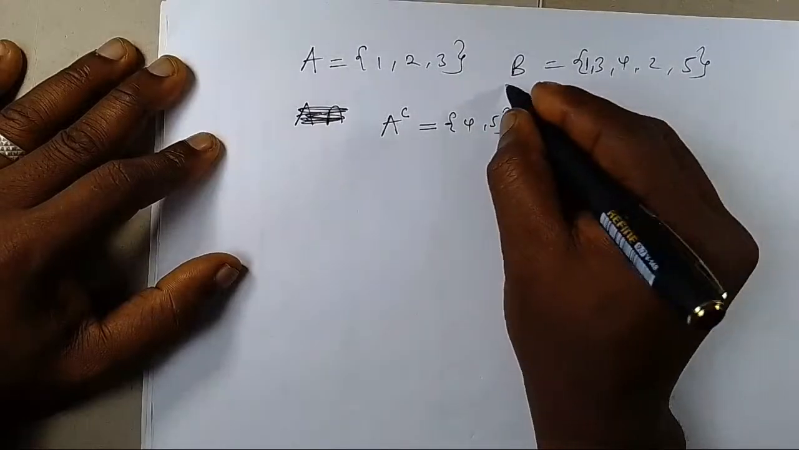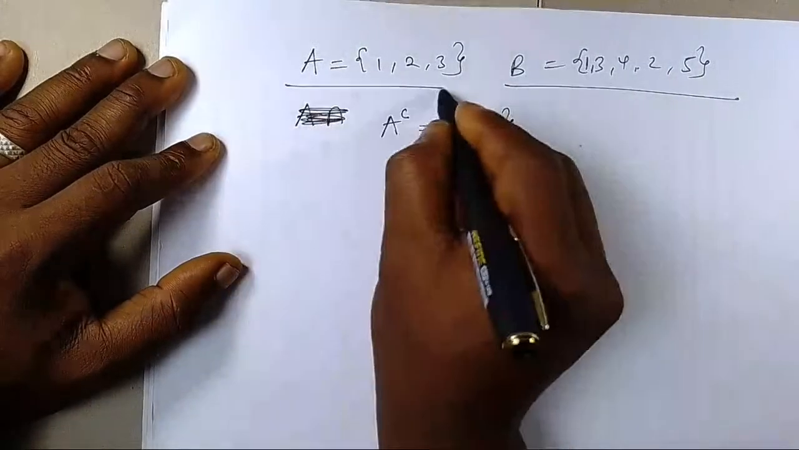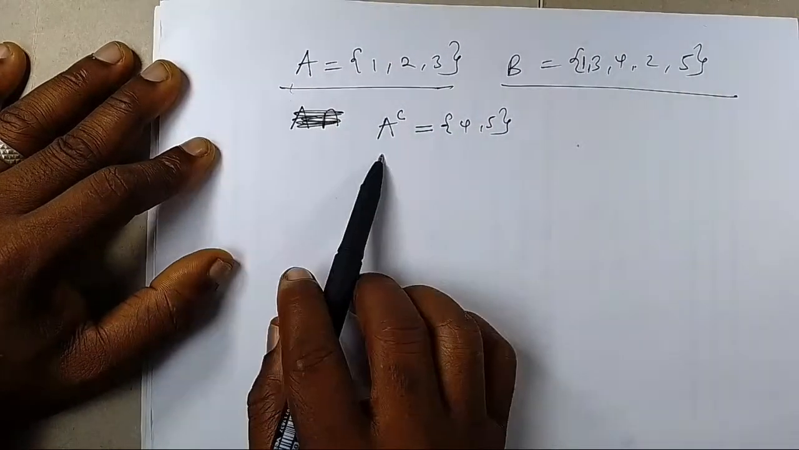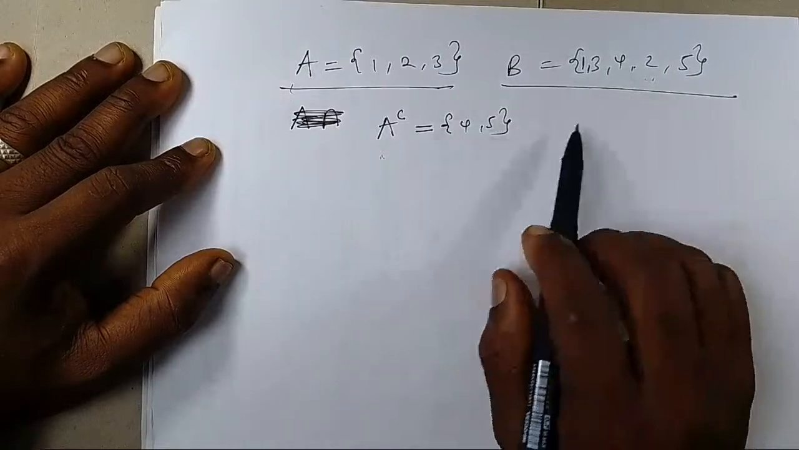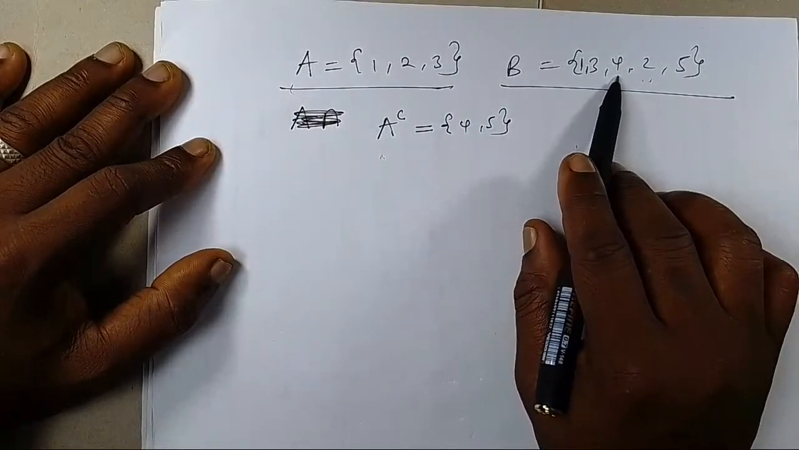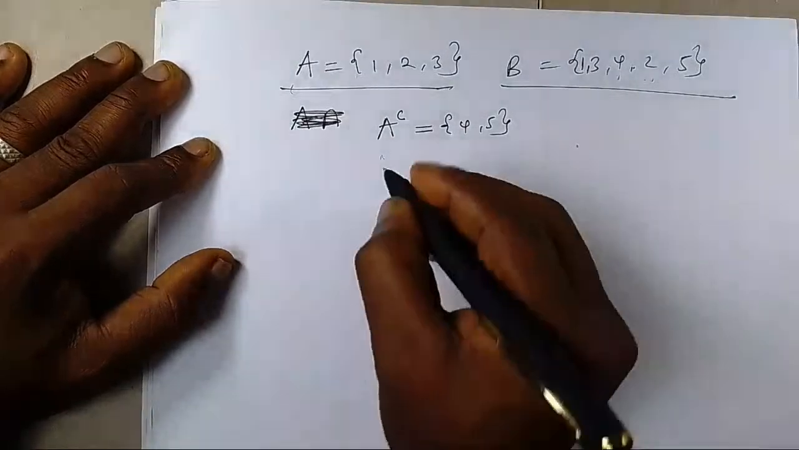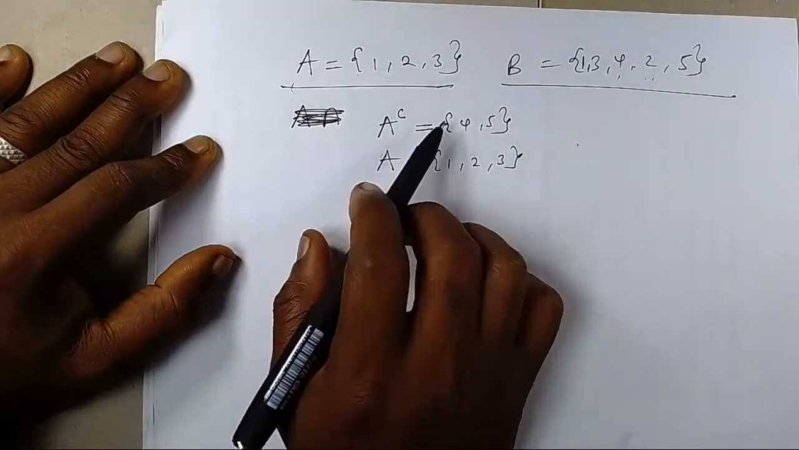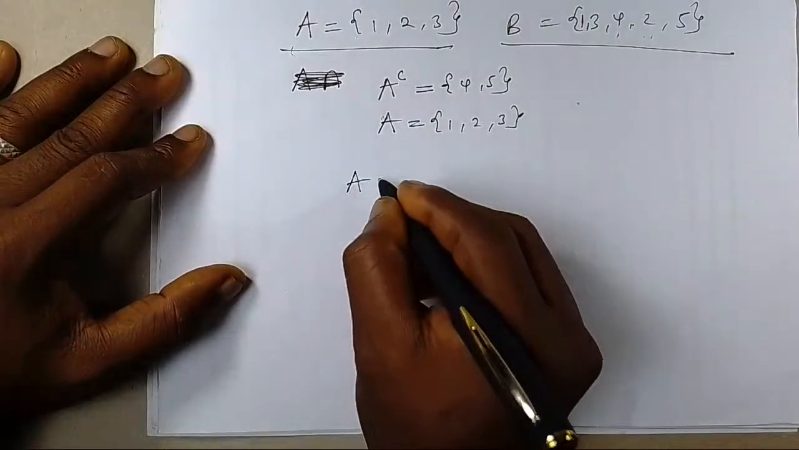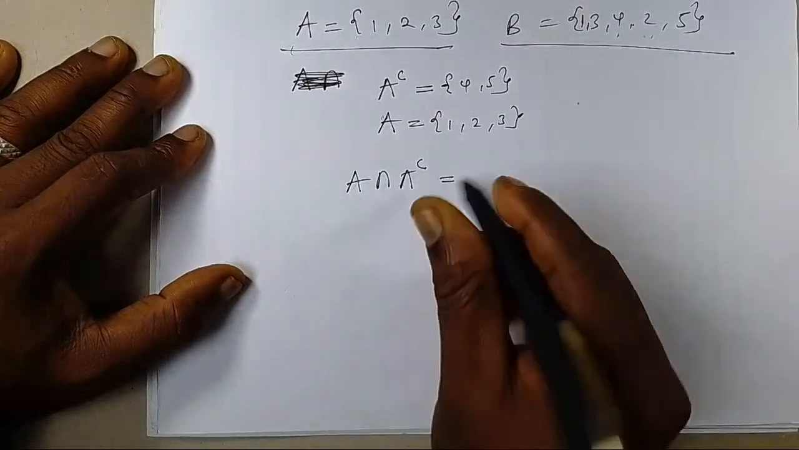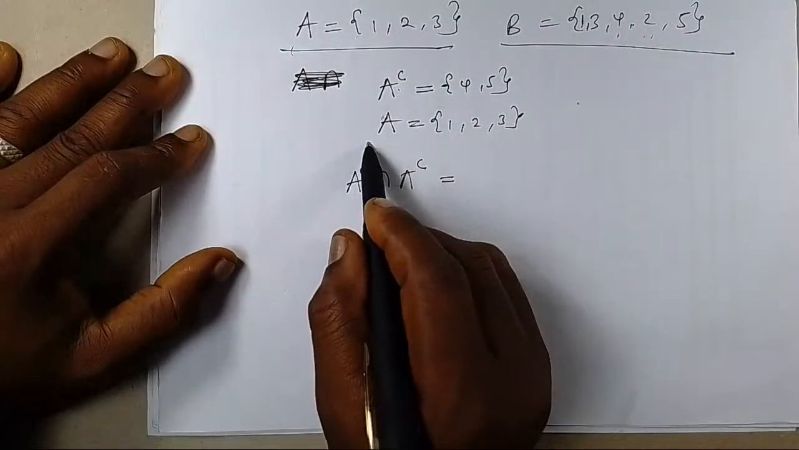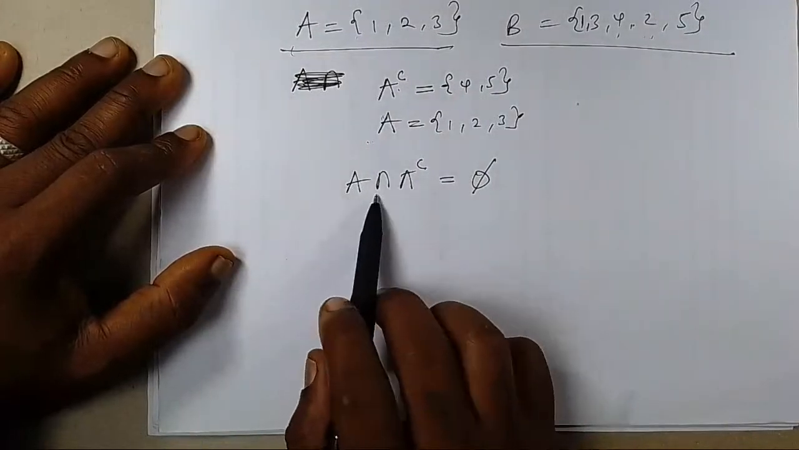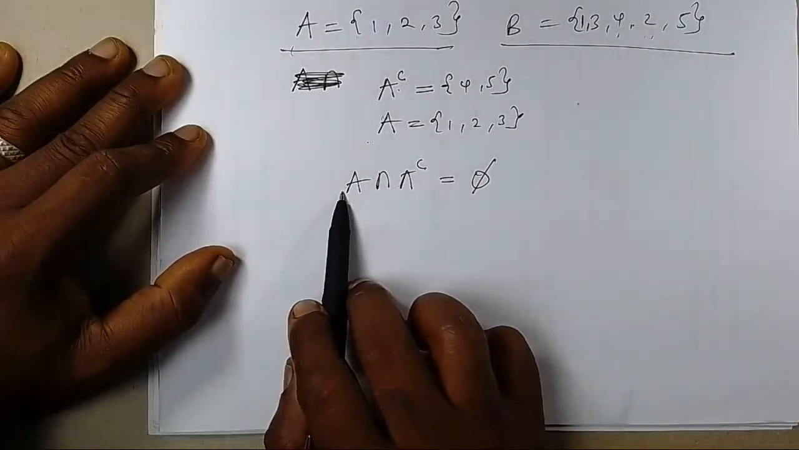Now I'm taking B as my universal set and I'm taking A as the subset. Notice that if A is a subset of B, then A complement will be the set that contains all the elements you have in B, the universal set, that are not found in A. Now, look at it critically. A contains 1, 2, and 3, and A complement contains 4 and 5. What is A intersection A complement? You will notice that because A complement is the complement of A, they have nothing in common. So I'm saying that the complement of a set in intersection with itself will give you the empty set.